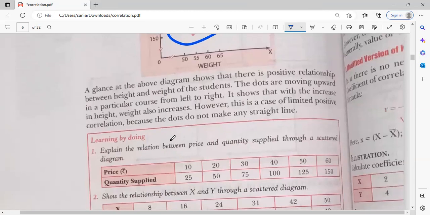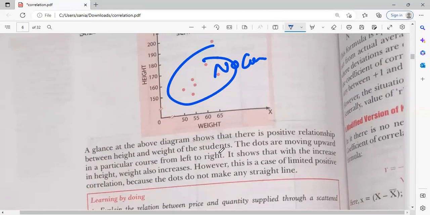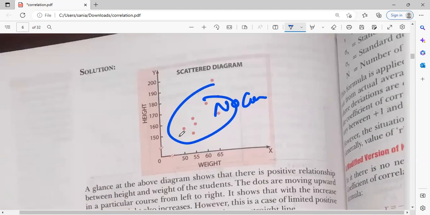Ma'am, can you explain what is written below the solution? Yes, ma'am. See, over here, a glance at the above diagram shows that there is a positive relationship between height and weight of the student, right? The dots are moving upward from left to right. It shows that with the increase in height, weight increases. However, this is limited positive correlation, as it does not make a straight line.